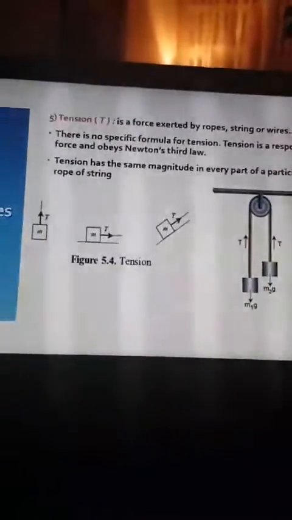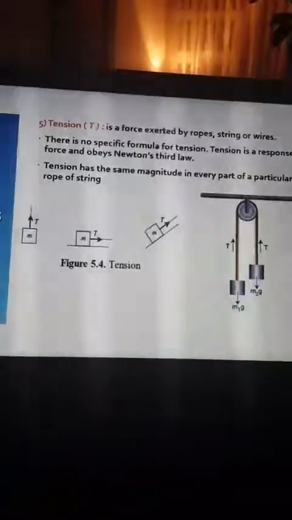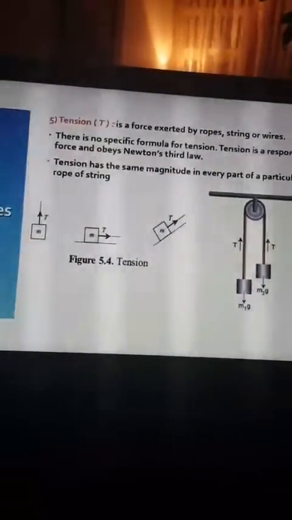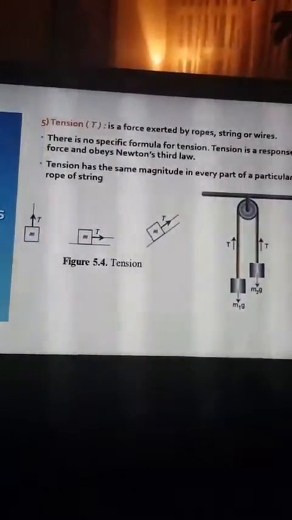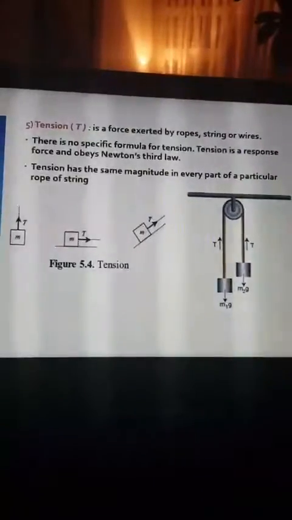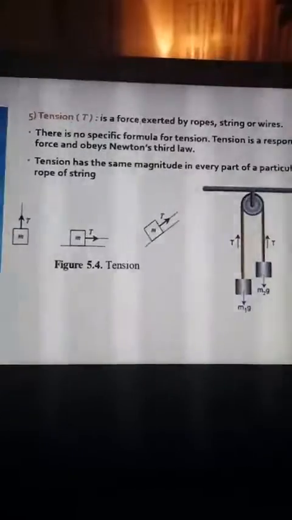The last force we're going to talk about today is tension. For tension we use FT or capital letter T. Most of the time we use capital letter T as a symbol for tension. Tension is a force exerted by ropes, strings, or wires. So when you have an object attached to a rope or a string or a wire, what has to come to your mind? Tension. There is no specific formula for tension.